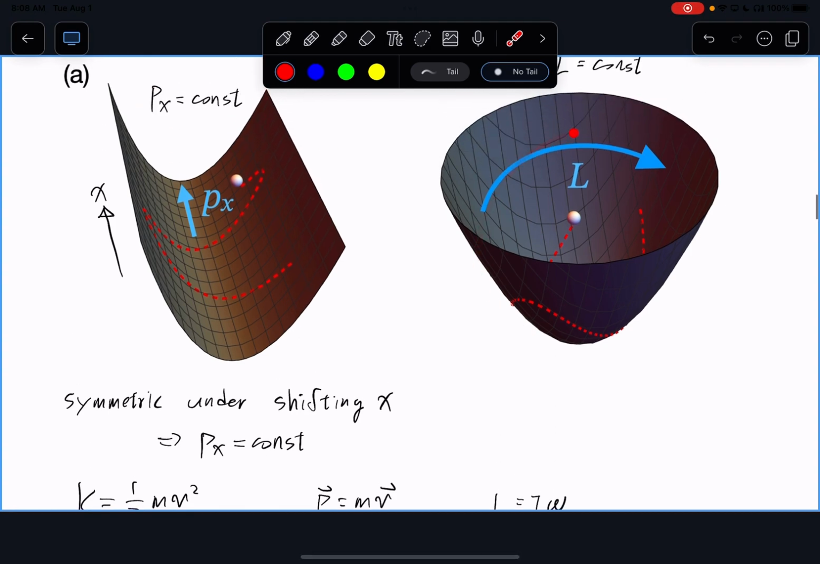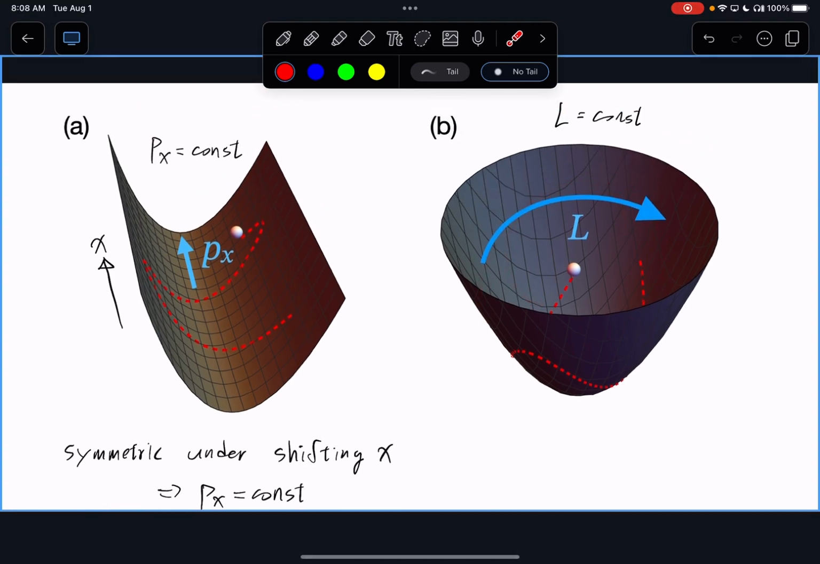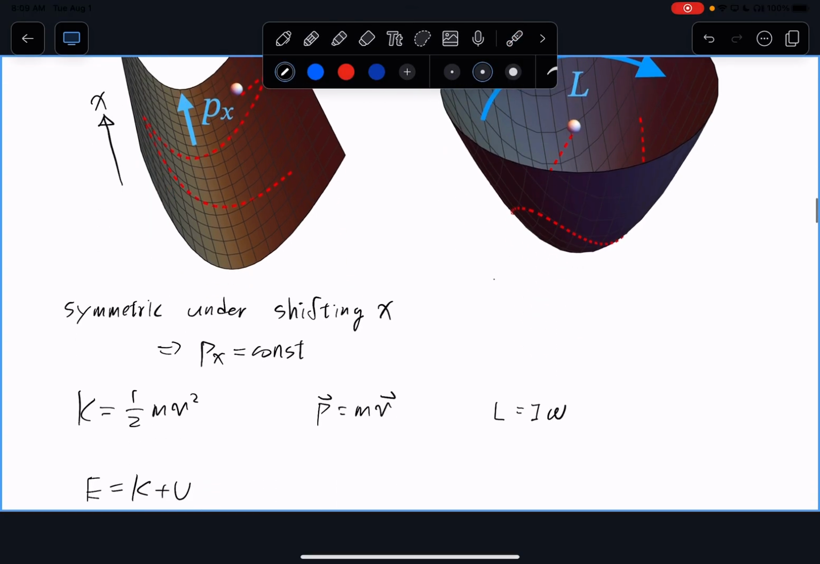Now for this cone, the valley looks the same when you rotate yourself when you are standing at the bottom. When you are standing at the bottom, you look this direction, this direction, this direction. The valley looks the same no matter which direction you're looking at. And we say this is a symmetry under rotation.